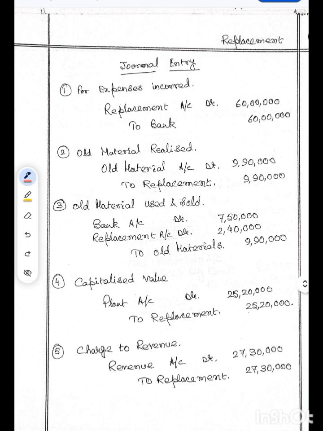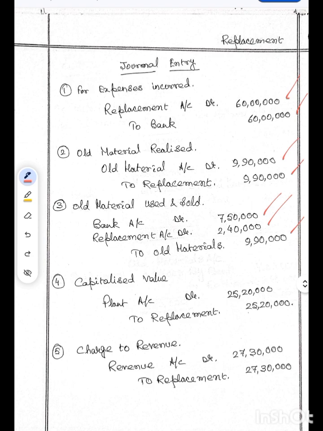First is the amount incurred, expenses incurred, that is replacement account debit to bank 60 lakh. Thereafter come to old materials. Old material realized 9 lakh 90,000, that is also shown in the calculation. Out of 9 lakh 90,000, 7 lakh 50,000 worth of material has been sold. The bank account is debited 7 lakh 50,000, 2 lakh 40,000 utilized, and thereafter it comes to old materials account 9 lakh 90,000.